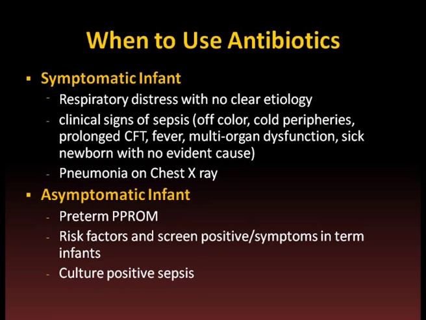Antibiotics are also started if there is clear-cut pneumonia on the chest X-ray. In an asymptomatic infant, antibiotics are required if it's a preterm and there was preterm premature rupture of membrane. In term infants, antibiotics are given only if there are risk factors and the screen is positive, or if the baby is symptomatic. So, in term babies you start antibiotics when a baby is symptomatic with risk factors, or if he has risk factors and a positive screen. In all babies who have culture positive sepsis, we would start antibiotics.